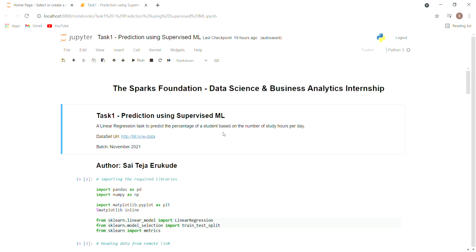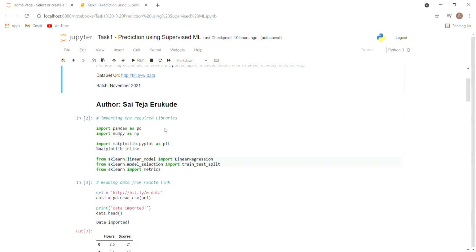I am a data science and business analytics intern at the Sparks Foundation. Today I'm going to present you Task 1, which is prediction using supervised machine learning. The objective of the task is to predict the percentage of a student based on the number of study hours per day. So the first thing that we do is importing all the required libraries.